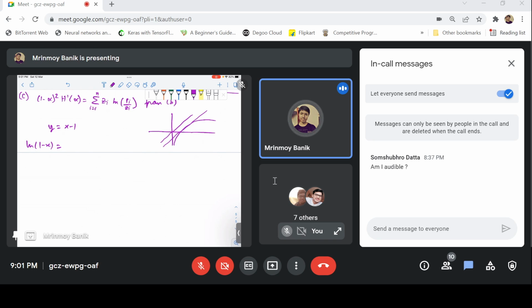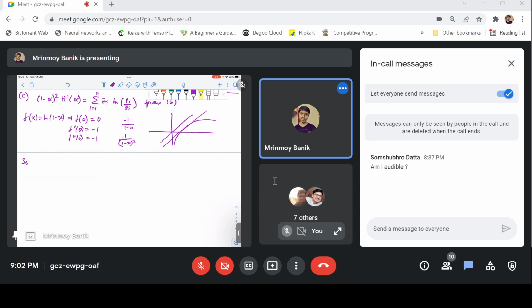So what is the Taylor expansion of ln 1 minus x? To simply find that, let f(x) equals log 1 minus x. This implies f(0) is 0. F dash 0 is minus 1 by 1 minus x, which is minus 1. F double dash 0 is minus 1 by 1 minus x squared, which is again minus 1. Yeah, it's minus 1.